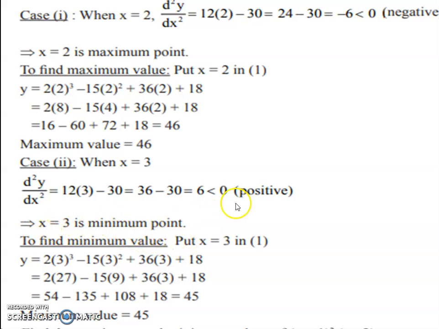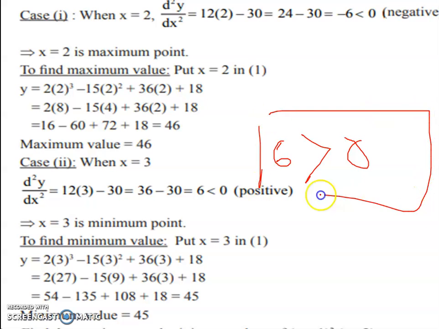Is it x less than 0? No, what I write here is 6 greater than 0. That's why it is positive. Hence, we have x equal to 3 is the minimum point.